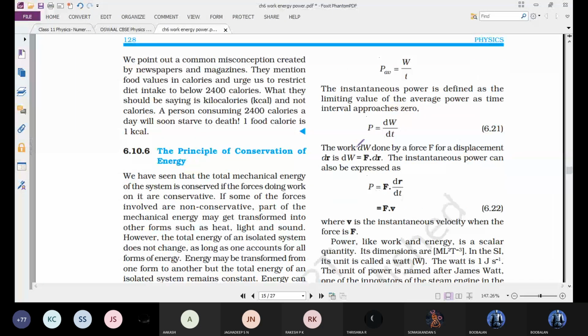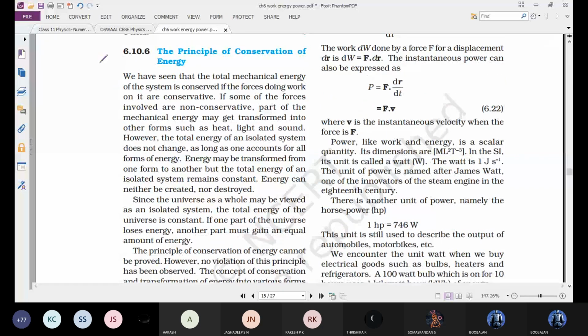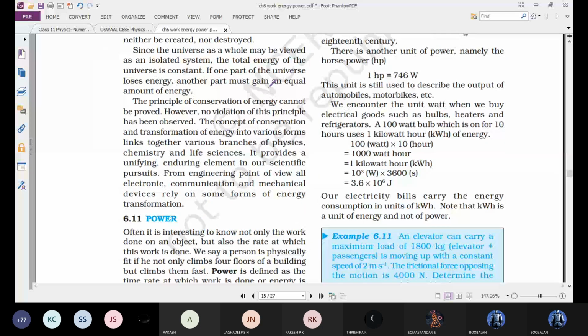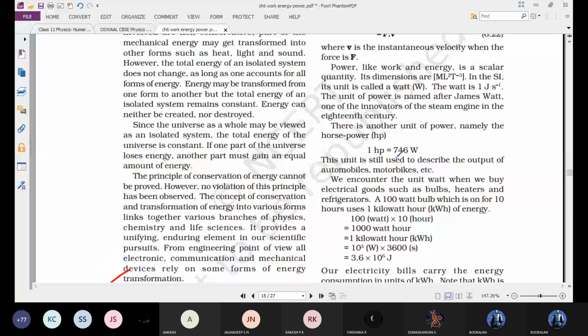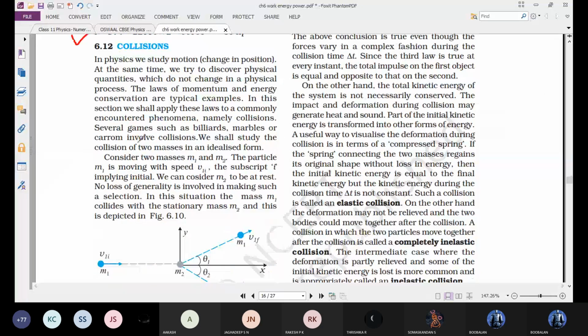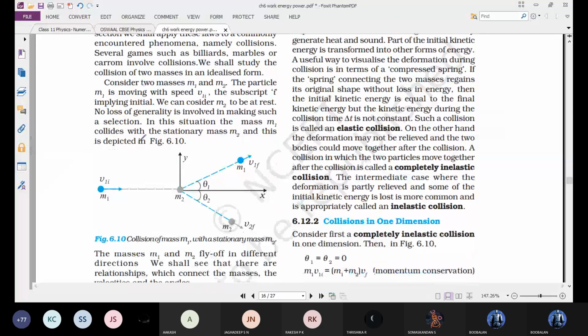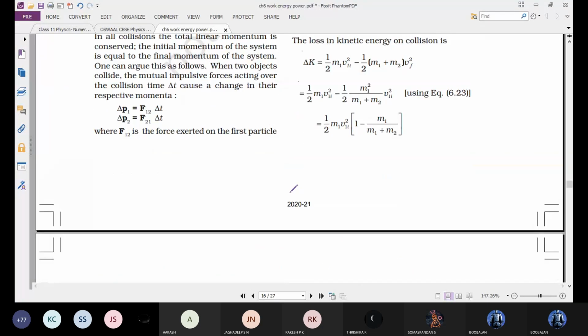Next, power, at a different value, 1 HP. So what is the value in joule? Collision in 2 dimension, collision in 1 dimension, elastic collision, inelastic collision. The different cases. The 2-dimension formula under some conditions.